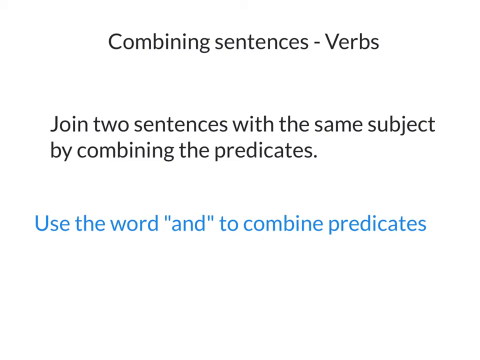Okay, third grade, today we're talking about combining sentences with the same subject by combining the predicates. We use the word and to combine them. Just like we did with nouns, we're going to use the words that repeat only once, and then we're going to use the verbs and separate them with the word and. I'll show you what that looks like.